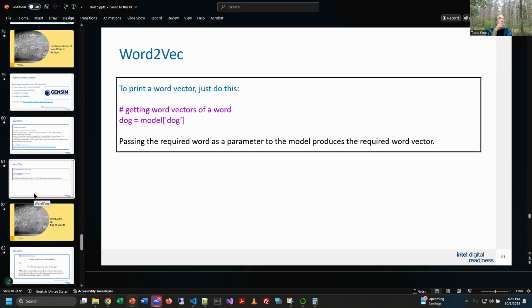All right. It says to print a word vector, just do this, right? Getting word vectors of a word. And basically what you're doing is you're taking this word dog, right? And we are using it as a parameter to create the vector for that word.